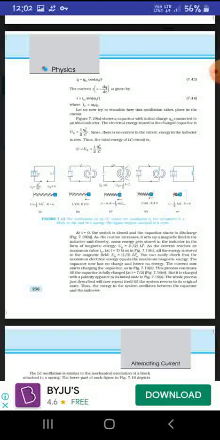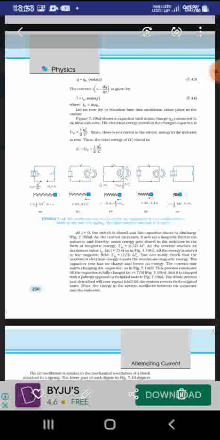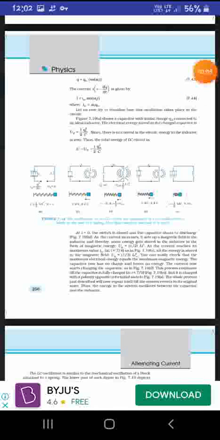And here the oscillation in an LC circuit is analogous to the oscillation of a block at the end of a spring, and the figure depicts one half of the system. At t is equal to 0, the switch is closed and the capacitor starts to discharge. As the current reaches its maximum value, all the energy is stored in the magnetic field.